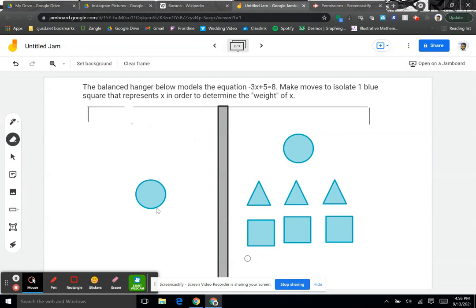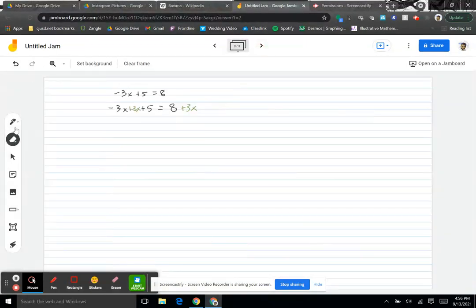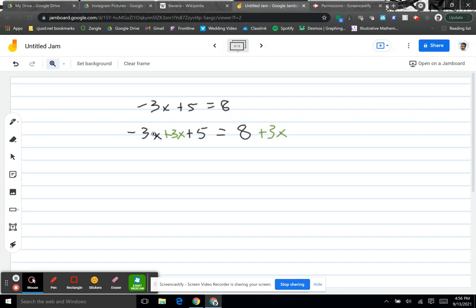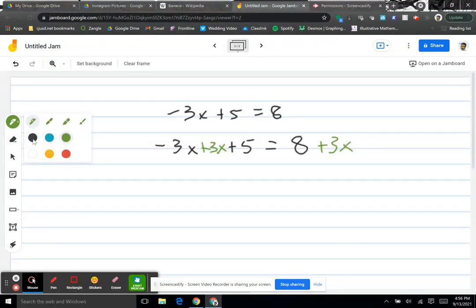So now I have a new equation: 5 is equal to 8 plus 3x. And I have them right back. So I've got 5, and they can see hopefully negative 3x and 3x is 0, is equal to 8 plus 3x. And if they want, they can write a statement saying what they did. They added 3x to both sides to undo the negative 3x.